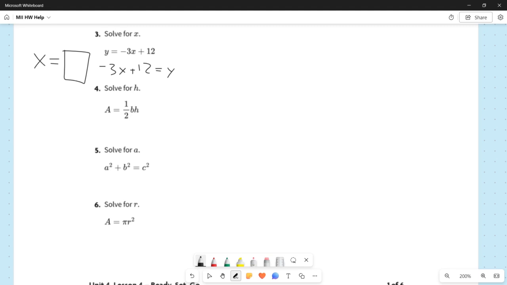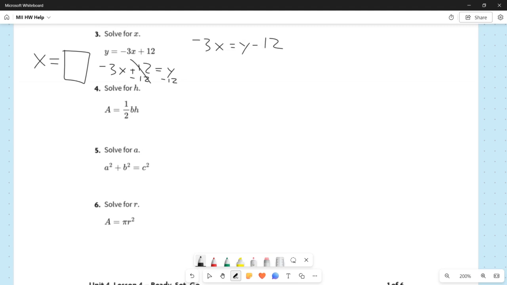So now we have negative 3x plus 12 equals y. In order to get to our goal, we've got to deal with the negative 3, and we've got to deal with the 12. The first thing that we're going to do here is subtract 12 from both sides. By doing that, the plus 12 and the minus 12 are going to cancel, which means on the left-hand side, I'm now left with negative 3x, so I'm getting closer to my goal, equals, and I have y minus 12. I'm just going to leave it as y minus 12.